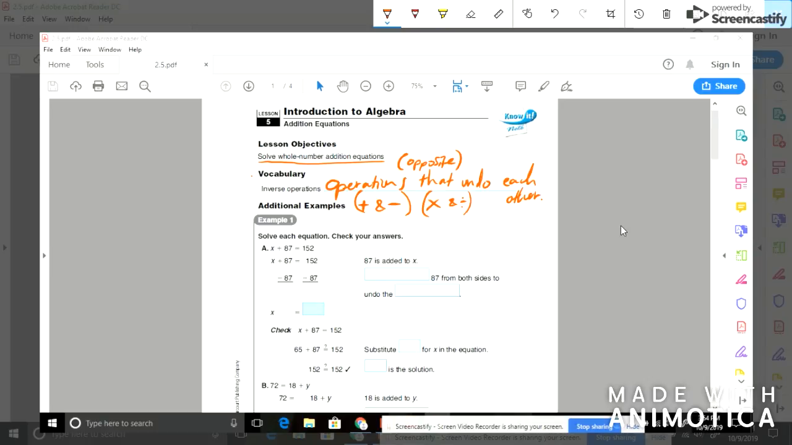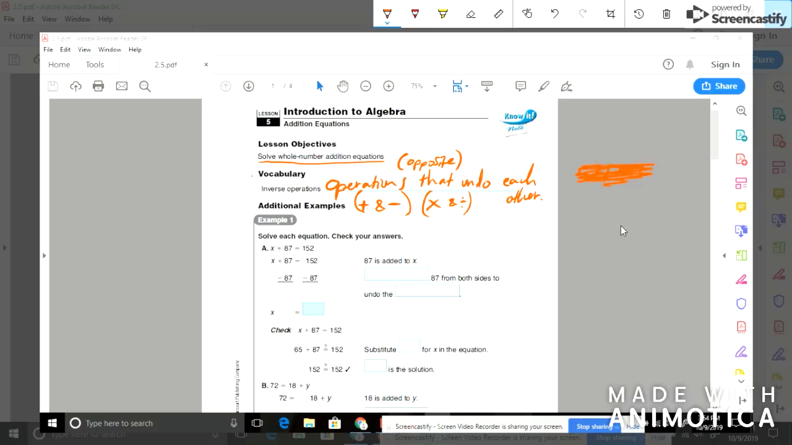These are also inverse operations. They undo each other. So it would be like if I had 5 plus 1 to give me 6. Actually, that's not a good example. I'll come back to that. I'll show you kind of what it looks like in the examples.